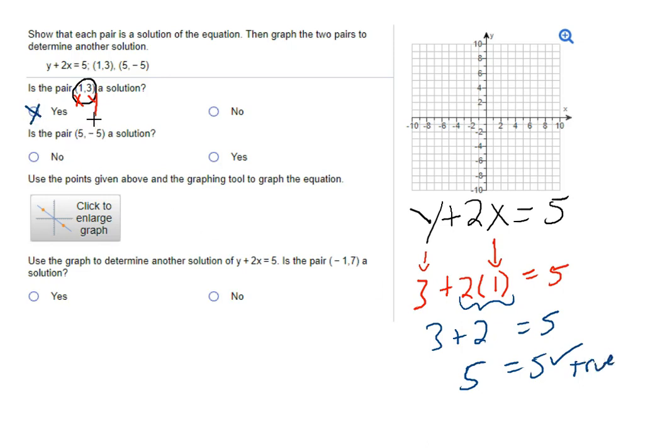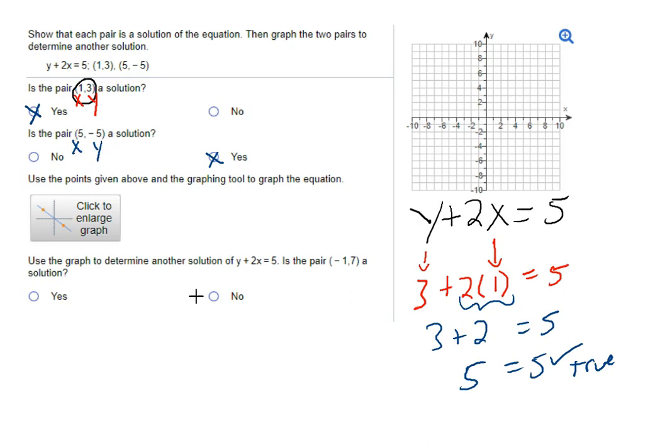And I'll just let you in on a little secret. It kind of gives it away in the directions. These will both definitely be solutions. It basically says in the directions, confirm that each of these are a solution to the equation. So the answer will be yes for both of them. But the way you check is by taking the numbers and plugging them in for x and y. So let's go ahead and do the second one.